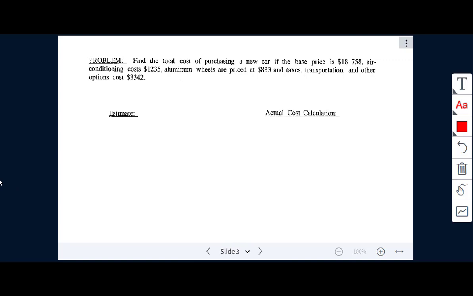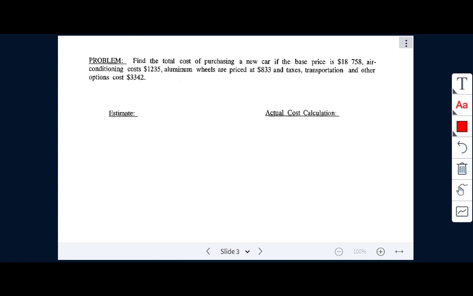It's a word problem. So find the total cost of purchasing a new car if the base price is $18,758. Air conditioning costs $1,235. Aluminum wheels are priced at $833. And taxes, transportation, and other options cost $3,342. So what we do in these kind of problems is we do start with the estimate, so using what we learned last class, and then we'll do an actual cost calculation.